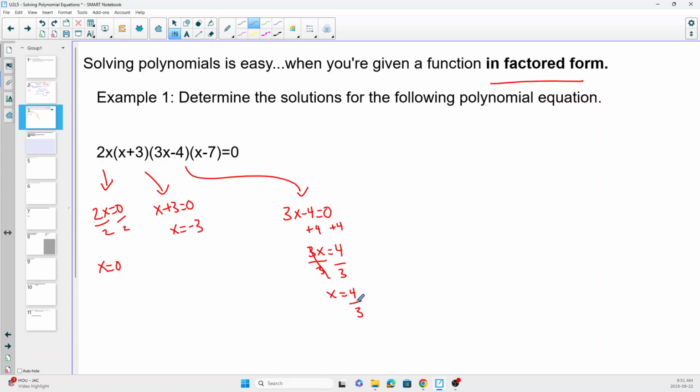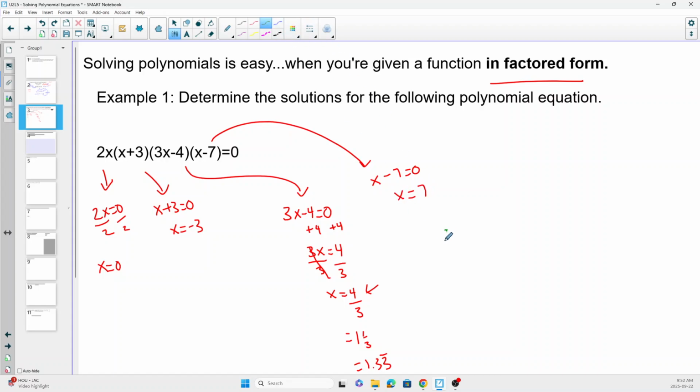If you were to convert this to a decimal, 4/3, we could write it like this, 1.333 or 1 1/3. But we would just leave it as this fraction, because then we get into rounding. We could convert it, and this would be helpful for graphing, but this is the solution I'm looking for. Leave your solutions as fractions, and then when will x minus 7 equal 0? We add 7 to both sides, and we get x equals 7.